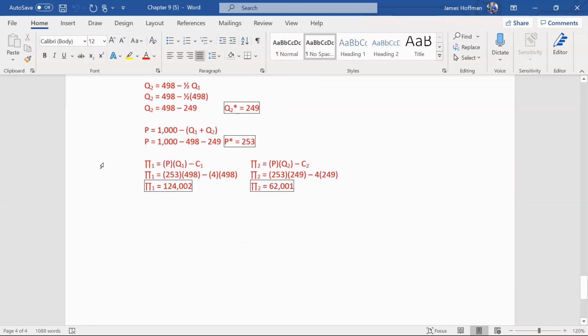Alright, the next step is to get the market price. So just start with the demand curve of 1,000 minus Q1 plus Q2 and put in the two optimal output decisions. 1,000 minus 498, which is Q1 star, minus 249, which is Q2 star, and that gives us the price 253.